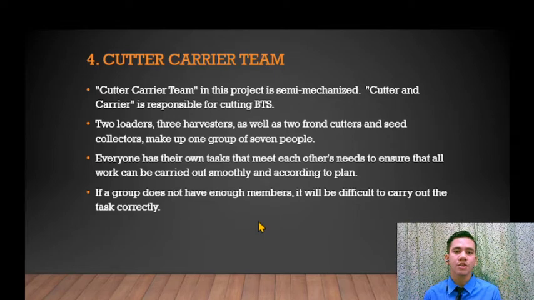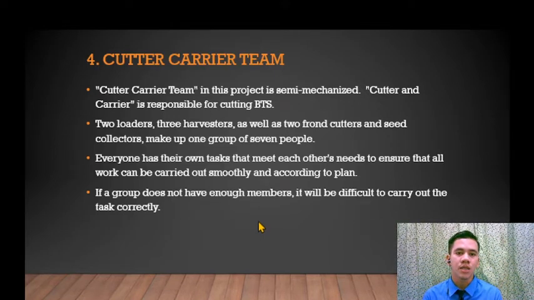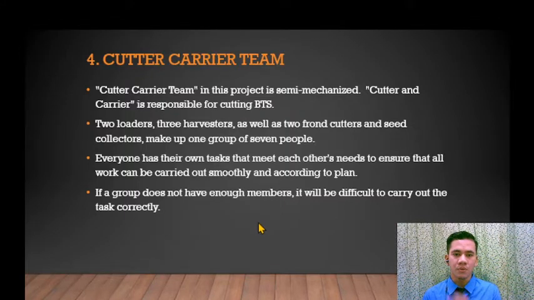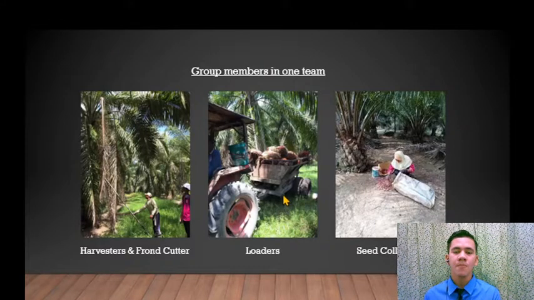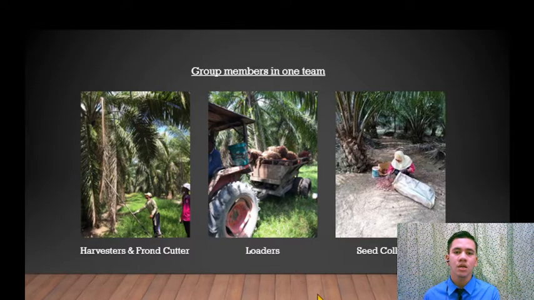Next, cutter carrier team. The cutter carrier team in this project is semi-mechanized. Cutter and carrier is responsible for cutting BTS. Two loaders, three harvesters, as well as two front cutters and seed collectors make up one group of 7 people. Everyone has their own tasks that meet each other's needs to ensure that all work can be carried out smoothly and according to plan. If a group does not have enough members, it will be difficult to carry out the task correctly. Like we can see, this is the group members in one team: harvester, front cutter, loader and seed collector.